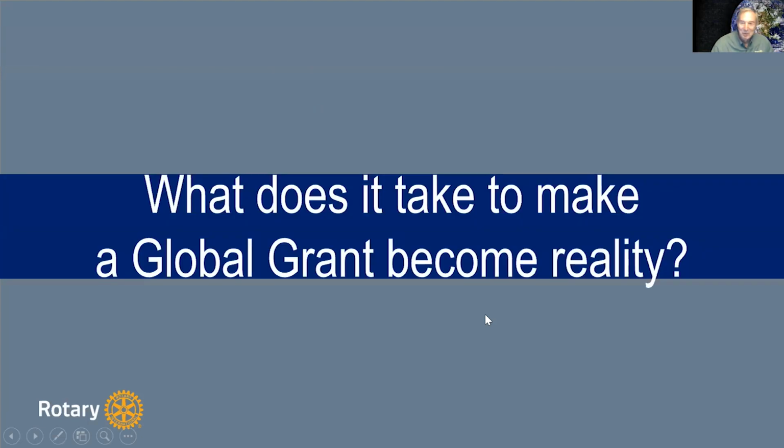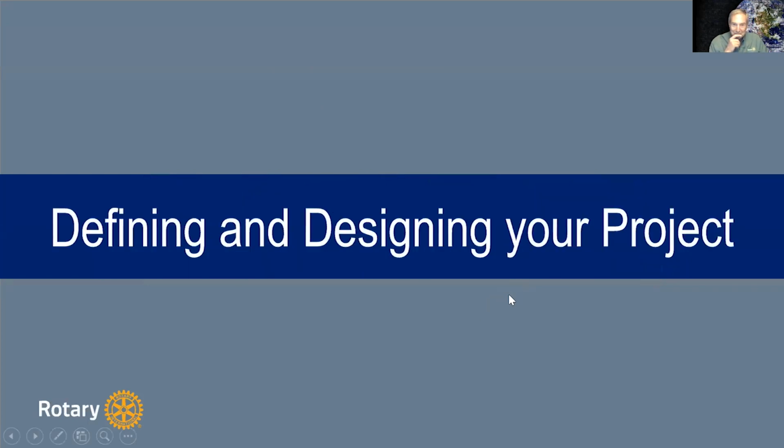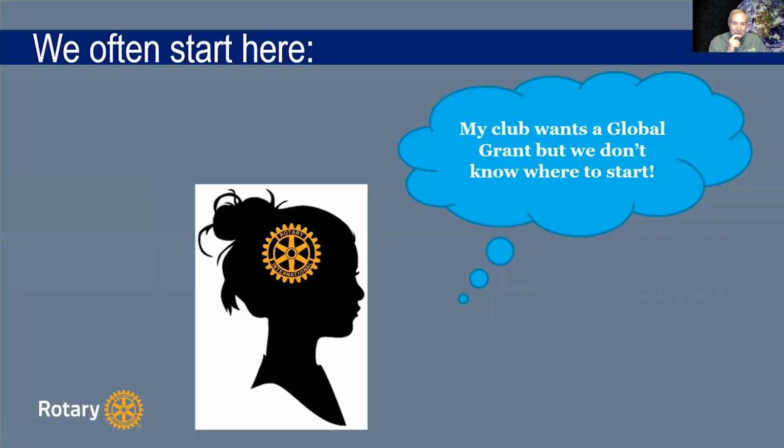Okay, moving right along. What does it take to make a global grant become reality? Before you do the grant, you've got to have a project. So this is about defining and designing your project. A lot of people start here: my club wants a global grant, but we don't know where to start. Okay. The answer to that question is you find a project, and you have to find a project overseas.